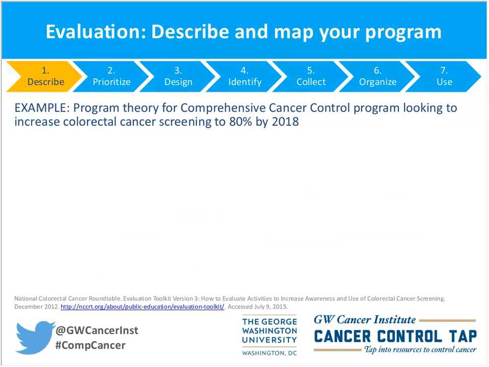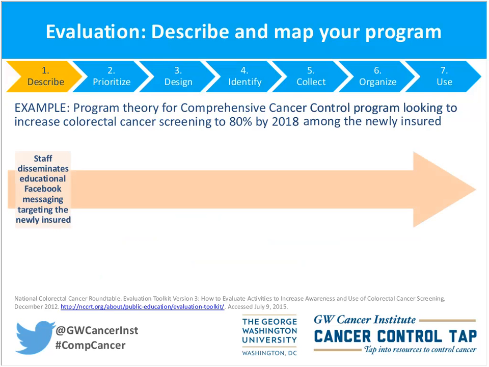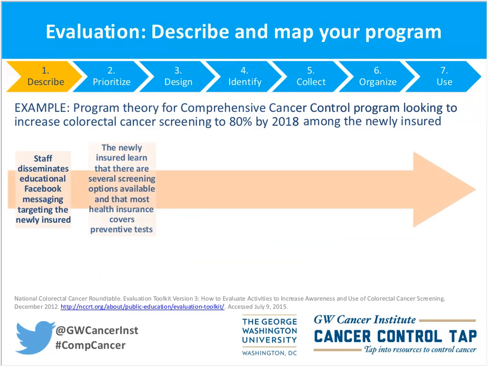So let's create a program theory going back to our case study. Again, the objective is to increase colorectal cancer screening to 80% by 2018, and we'll add here specifically among the newly insured. You will start by stating the activity you are planning, such as, if we disseminate educational Facebook messaging targeting the newly insured, then the target audience learns that there are several colorectal cancer screening options available, and most health insurance covers these preventive tests.